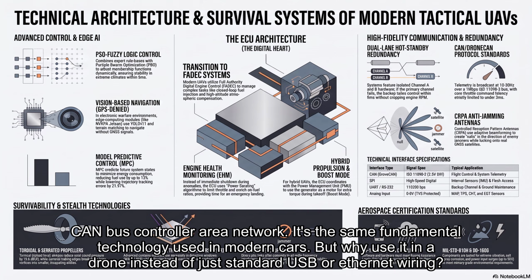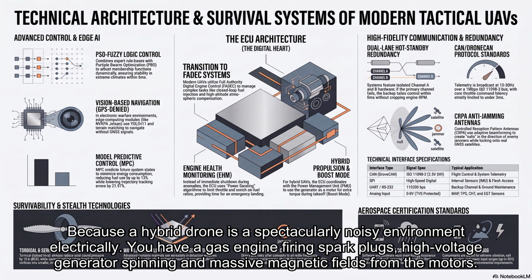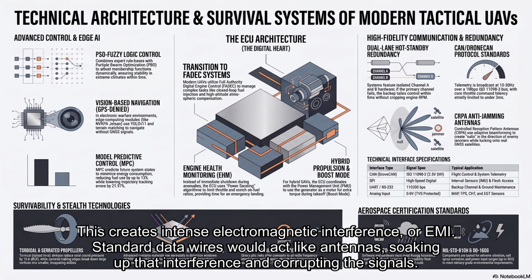CAN bus, controller area network. It's the same fundamental technology used in modern cars. But why use it in a drone instead of just standard USB or Ethernet wiring? Because a hybrid drone is a spectacularly noisy environment electrically. You have a gas engine firing spark plugs, a high-voltage generator spinning, and massive magnetic fields from the motors. This creates intense electromagnetic interference, or EMI. Standard data wires would act like antennas, soaking up that interference and corrupting the signals.